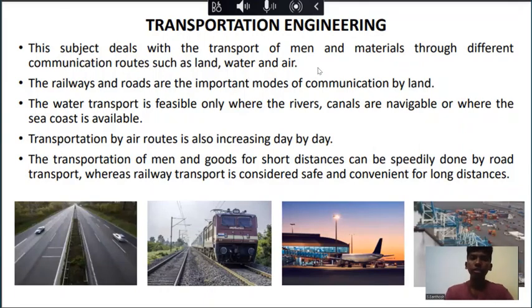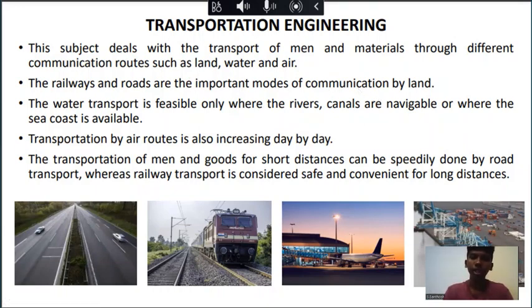Transportation engineering. So transportation engineering studies about the roads, railway lines, airlines and ships, and all the constructions that are related to these transportations. Over here, let's see about that.